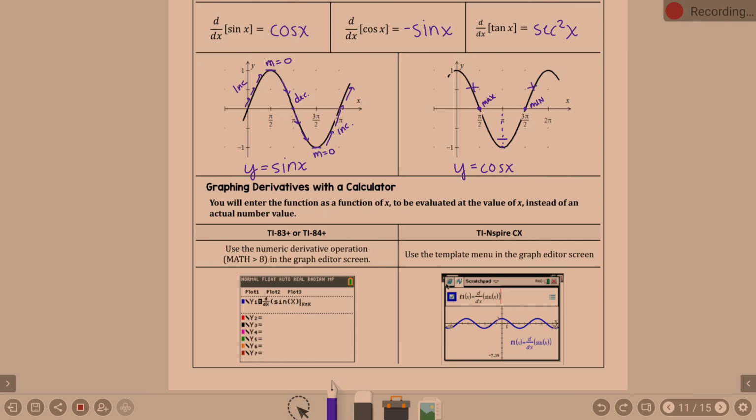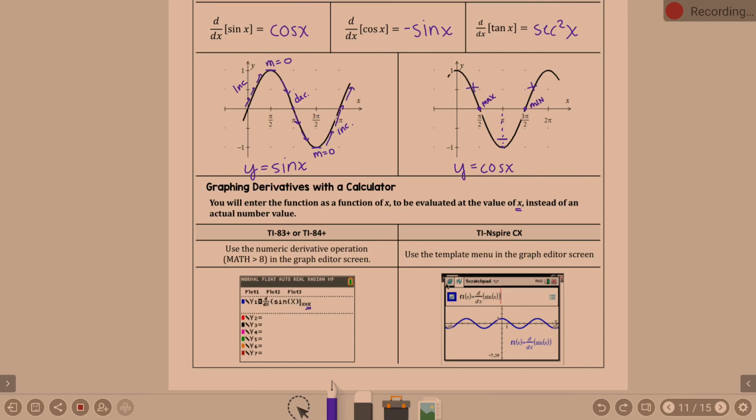Now, we're not going to use the calculators too much here, but I just want to introduce it and mention it. You can graph derivatives on a calculator. You can only find the value of a derivative when we have a value to plug in. However, you can graph something on the calculator by putting our derivative form into your graphing window. The key is instead of putting a value that you're going to evaluate at, like x equals 2 pi, you put in x.